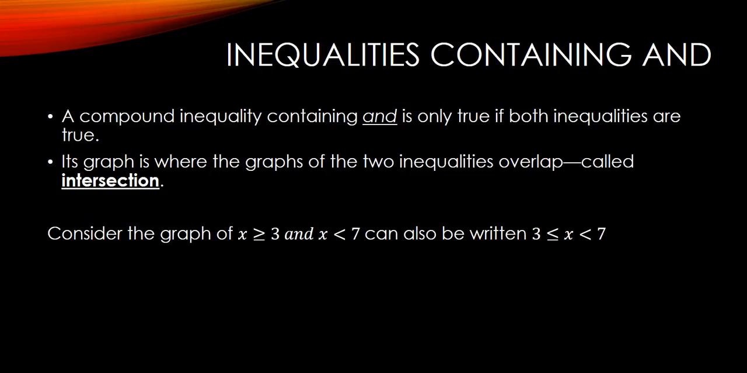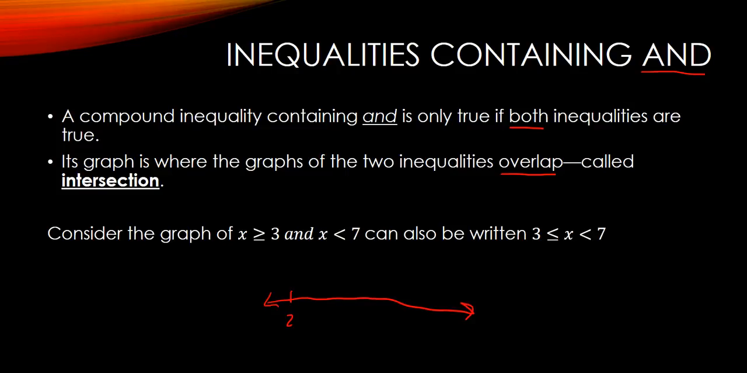So the first thing we're going to talk about are the ones that contain the word "and". The compound inequality is true only if both inequalities are true. So then its graph is where the graphs of the two inequalities overlap, and that's called the intersection. So let's take a look at the graph of x is greater than or equal to 3, and the graph of x is less than 7.